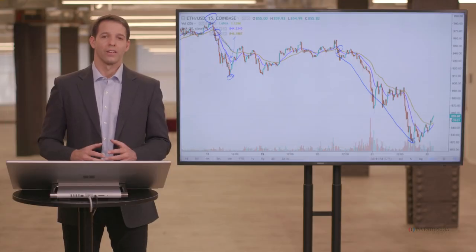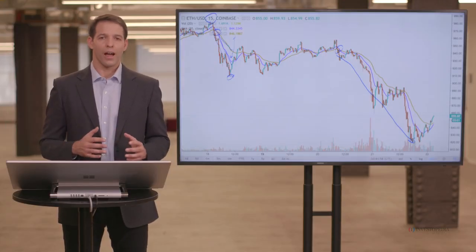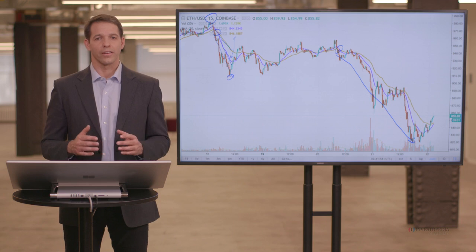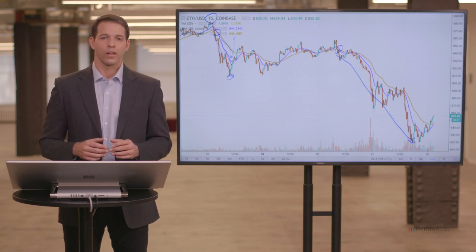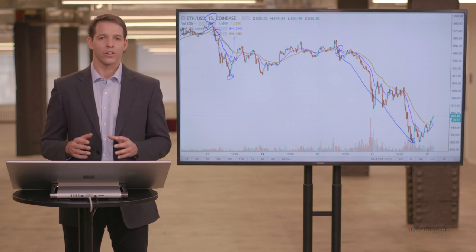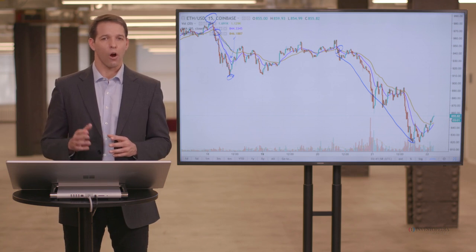So there you have it. You can see how these moving averages and their convergence and divergence and crossovers can be applied not just to daily charts, but many different time frames. And always remember that technical analysis is not predictive, but it's informative.